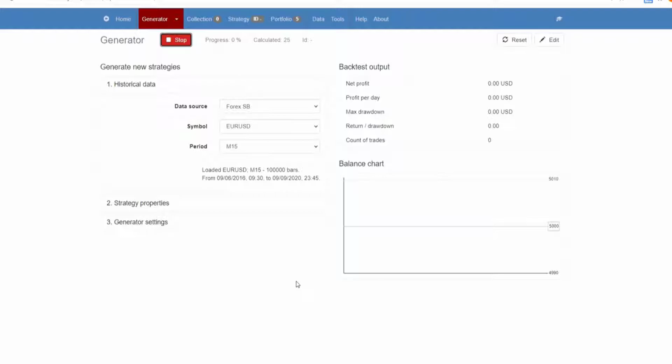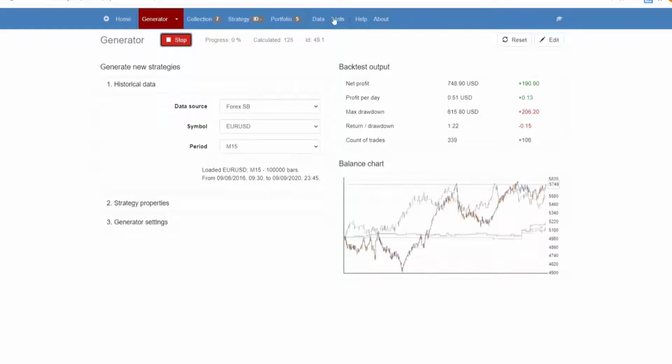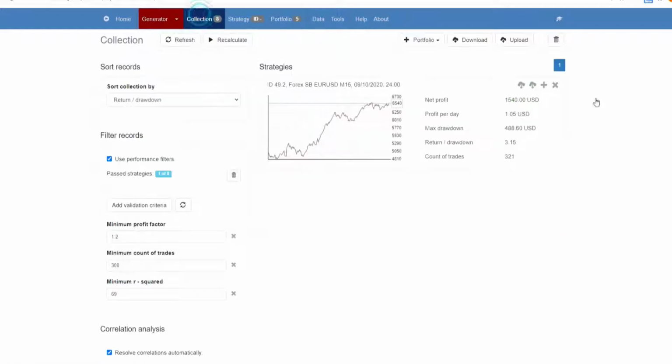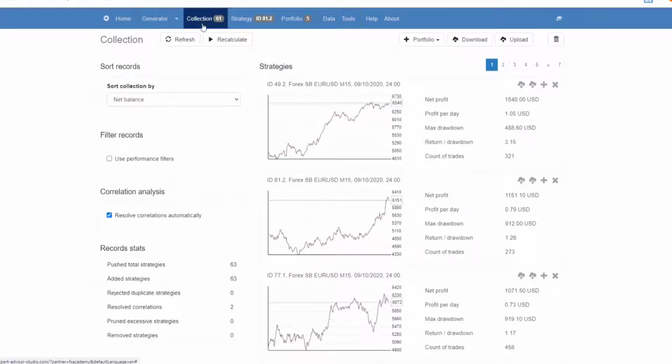All the processes of creating, analyzing, and testing strategies are being done in this amazing trading program. In the end, you can export the trading strategies as expert advisors and put them in for a backtest in Metatrader 4 or Metatrader 5. Once your generator has finished running, it'll push all of your strategies into your collection. If we go into the collection, you can see that all of our strategies are here.